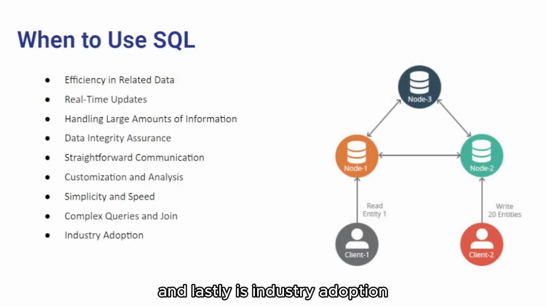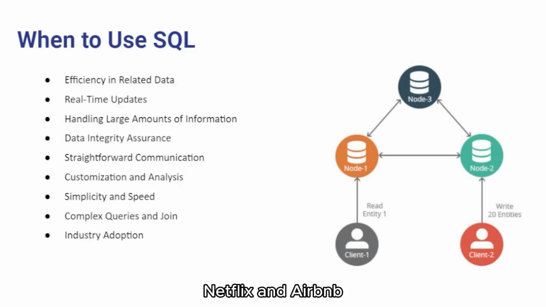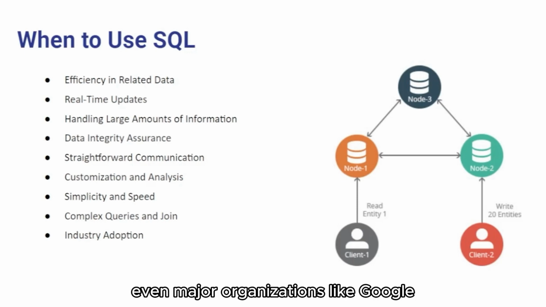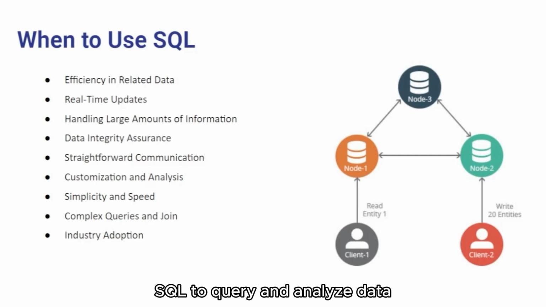And lastly is industry adoption. So this is widely used by major companies like Uber, Netflix, and Airbnb. Even major organizations like Google and Amazon have built their own database systems using SQL to query and analyze data.